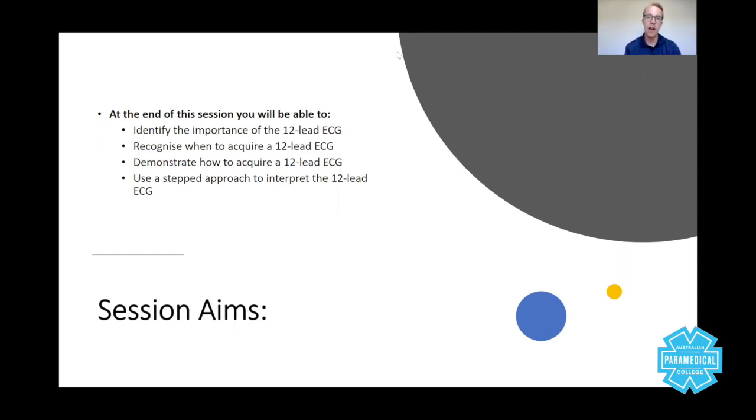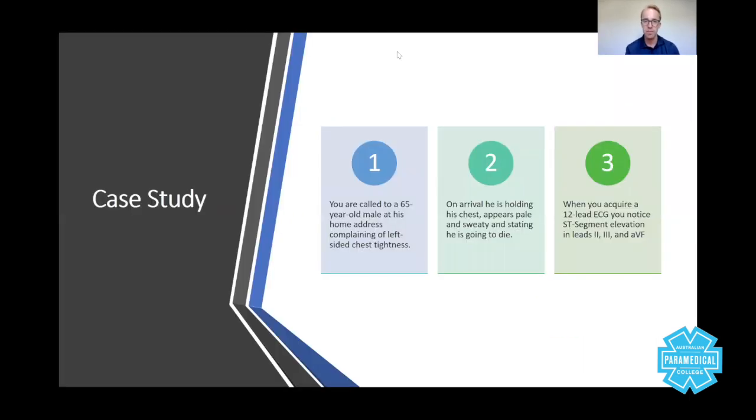So in this session, we're going to look at the importance of a 12-lead ECG machine and monitoring in helping you guys differentiate between cardiac and non-cardiac conditions, as well as talking about when to acquire the ECG, because we wouldn't necessarily do it on everybody. We are going to talk you through the steps of interpreting the ECG as well.